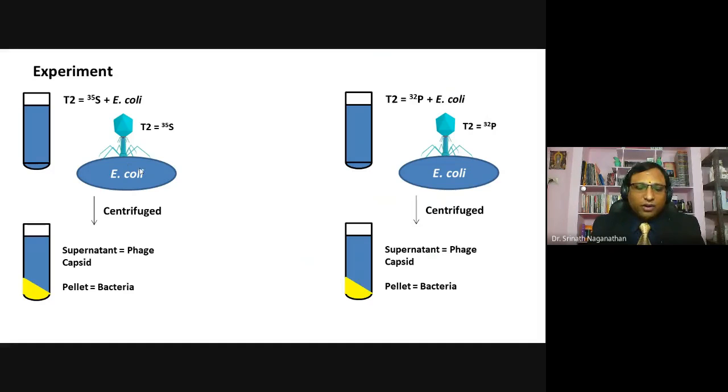After some time, they immediately went for centrifugation. Since the injection is done, the phage will be loose, so it can be removed and the E. coli will be separate. Once the centrifugation is done, the supernatant will contain the phage capsids and the pellet will have the bacteria. In this experiment, they observed the supernatant to know whether it is the protein which has been transferred, or the DNA.